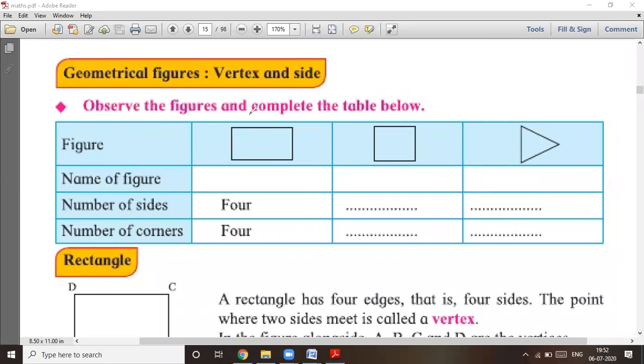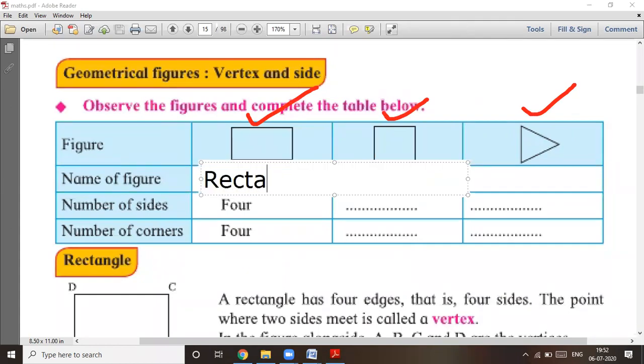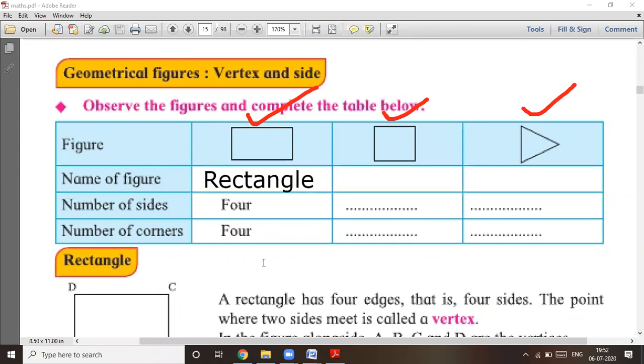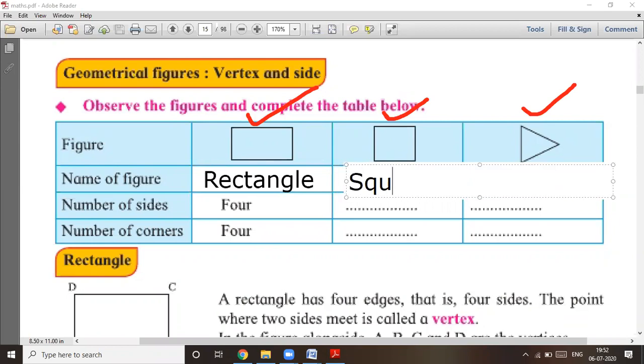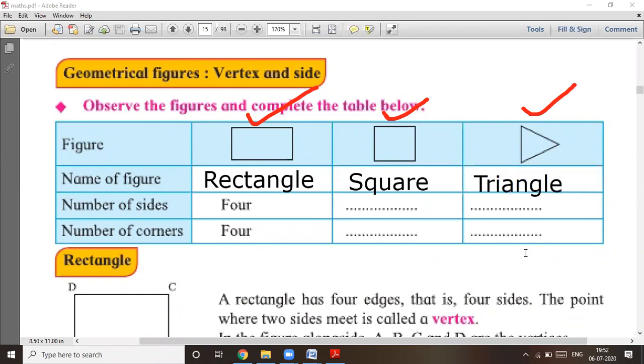बघा, the first figure is rectangle, second figure is square, and third figure is ट्रायंगल. बरोबर की नाही? आपण त्याच्यात नाव लिहूया. First figure is rectangle. Second figure is square. Third figure is triangle. So we have seen these three figures: rectangle, square and triangle.